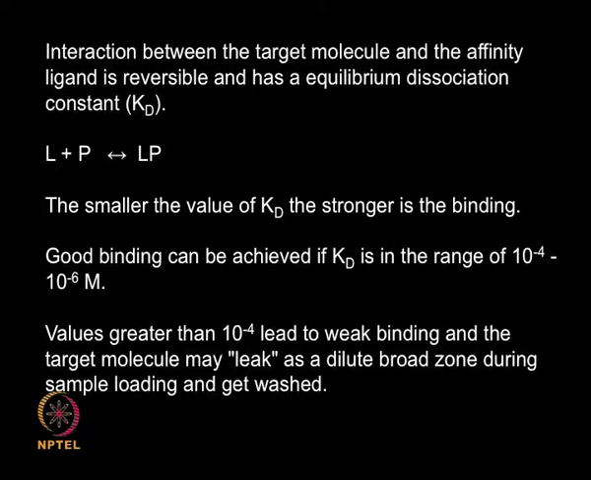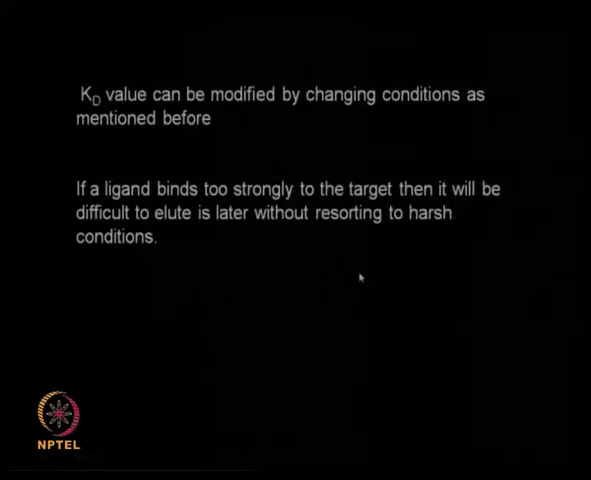So we can do a small experiment in the lab. We can take the affinity ligand, immobilize it, and then run some simple batch protein experiments and see what the dissociation constant is. From the dissociation constant we can tell whether the binding is going to be strong or weak. Generally, as mentioned here, we would like to have a Kd value between 10 power minus 4 to 10 power minus 6. If you have 10 power minus 4, obviously the binding is going to be weak, and if it is around 10 power minus 6, the binding is going to be strong.